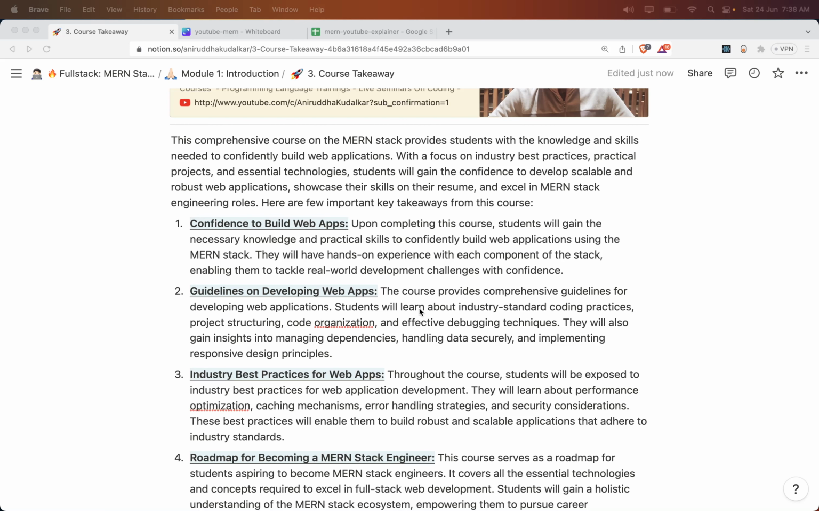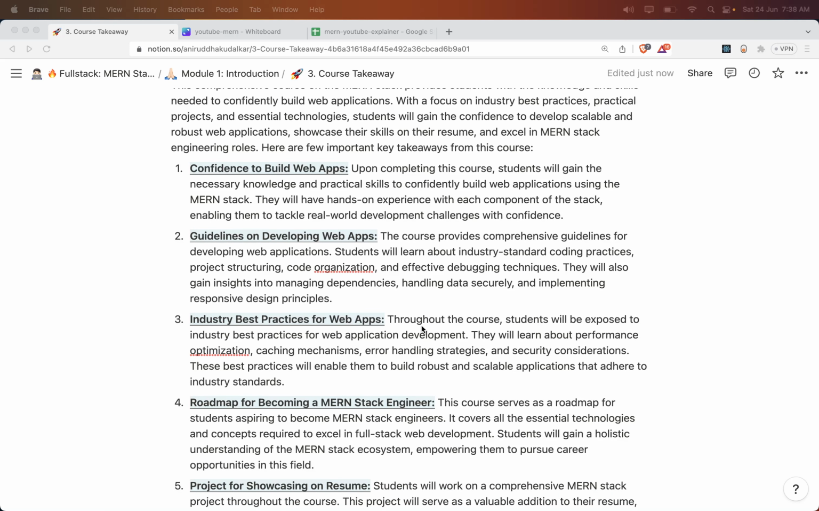Okay, then guidelines on developing web apps. As a beginner, whenever you start learning something, you don't have a proper guideline. What to do after this, how to implement the things. All that you will get through this course. This course will give you a crystal clear guideline. Do this, then do this, then do this. Right? So you can follow these things in your actual MERN stack application development, which will help you a lot.